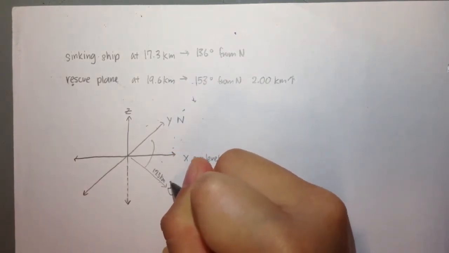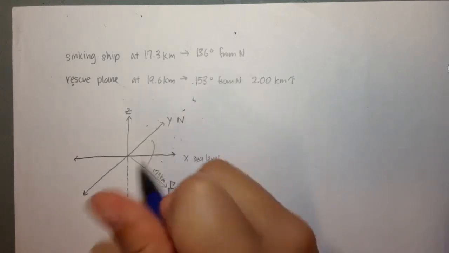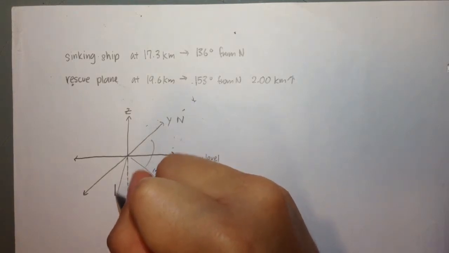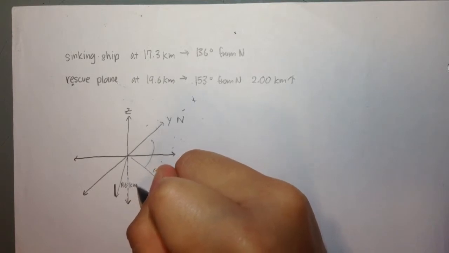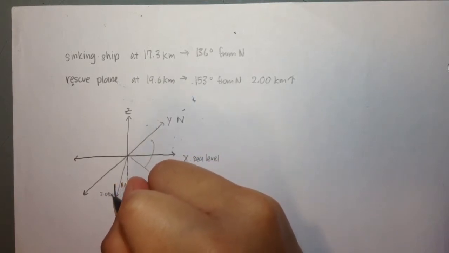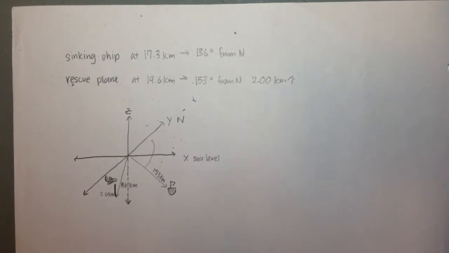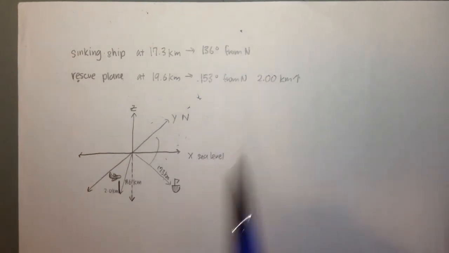This is our grand sailboat that's sinking. And then the rescue plane is 19.6 kilometers, 153 degrees. So that's around here, let's say. And then it's going to go up 2 kilometers, 19.6 kilometers and 2.0 kilometers. And this is our rescue plane. Sorry for my bad drawings. Alright, so now that we drew a picture, we're going to change this from polar coordinates into Cartesian form so it's going to be easier to solve.